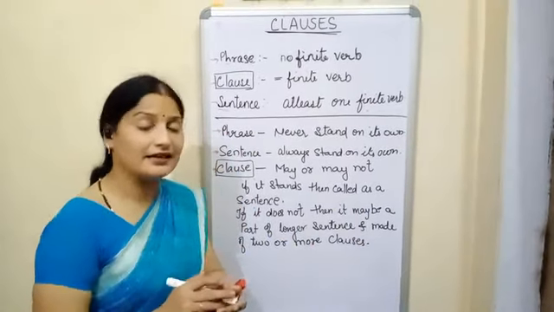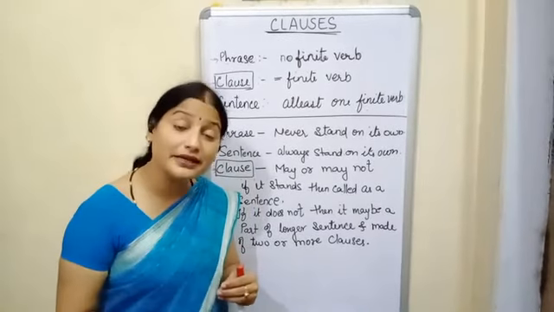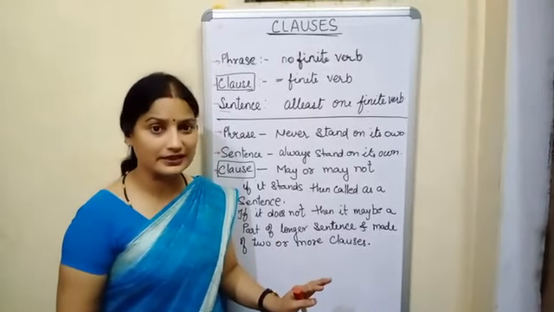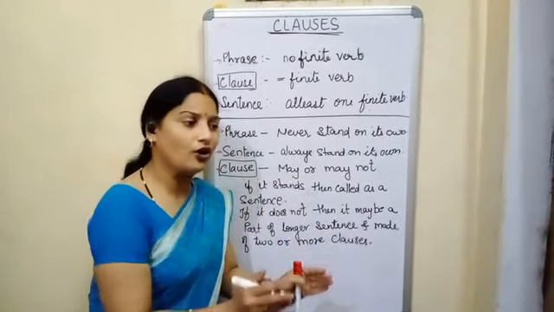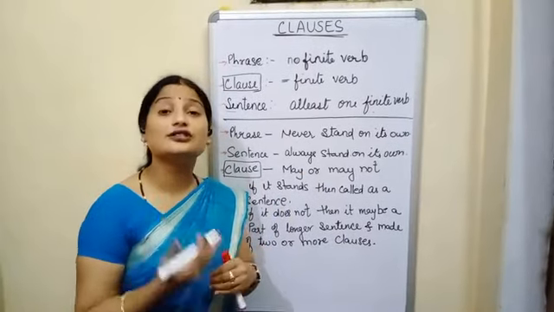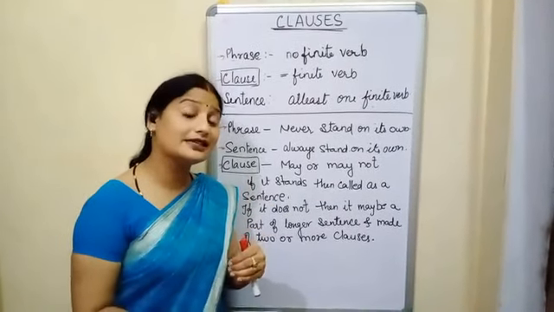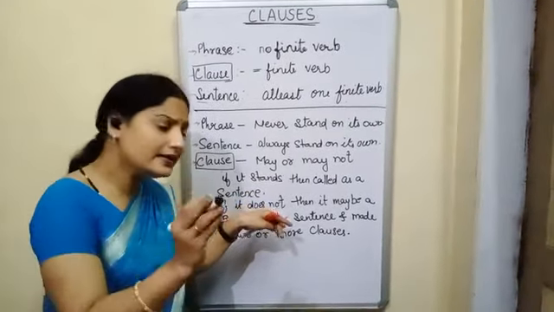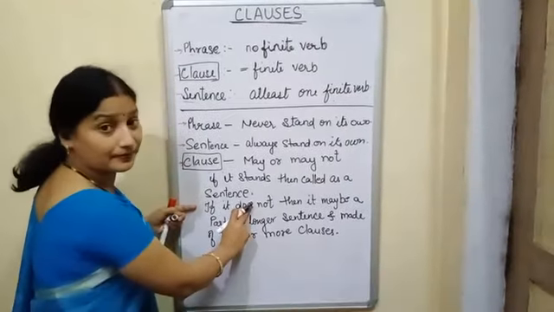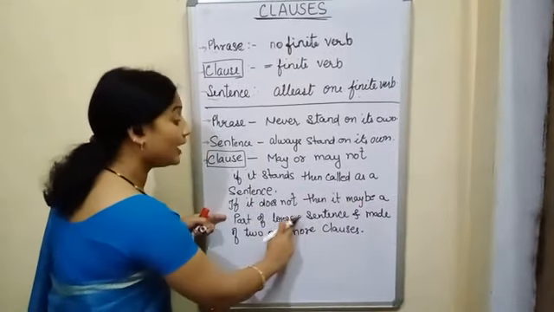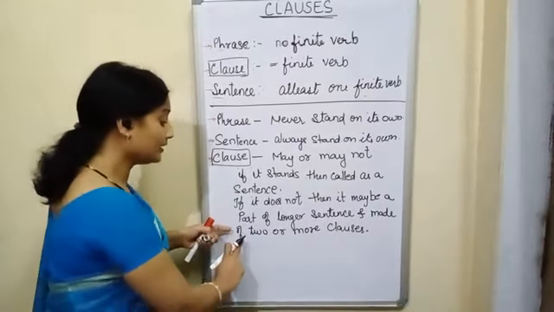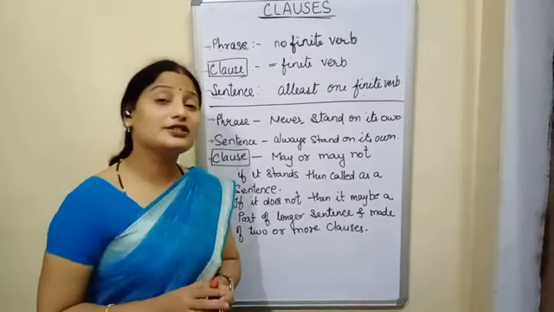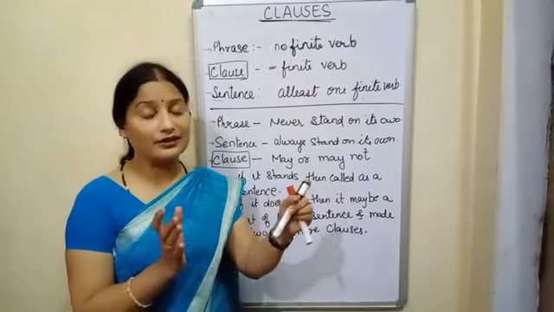If it is standing, that is, if it is making a complete sense, then that clause is called a normal sentence. Clear? That is a clause which is sufficient on its own, which is making a sentence by its own. Then that clause is called a sentence. And in case it does not, then it may be a part of a longer sentence made of two or more clauses.